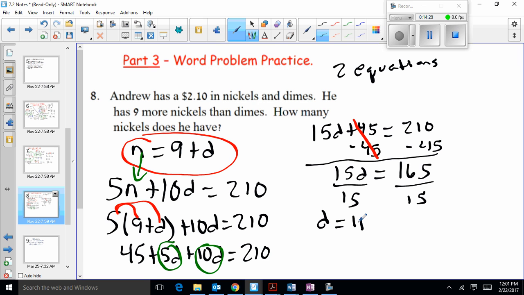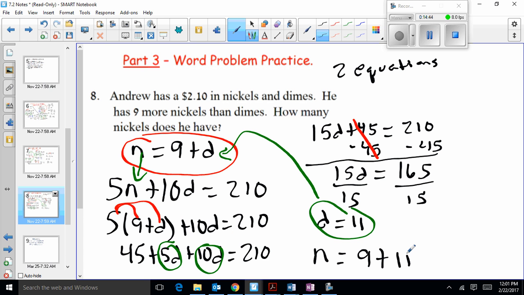So I have D equals 11. So I'm able to take this and plug it in over here to this equation. And I'll have N equals 9 plus 11, which means that I have 20 nickels. Okay, so I have 11 dimes, and 20 nickels.